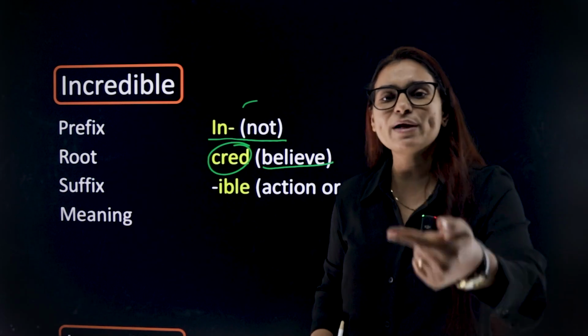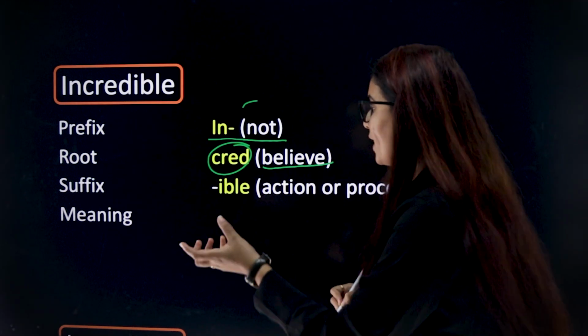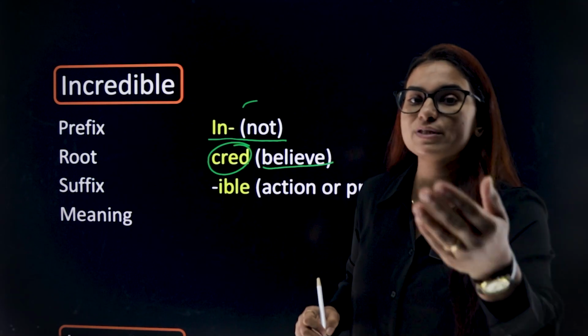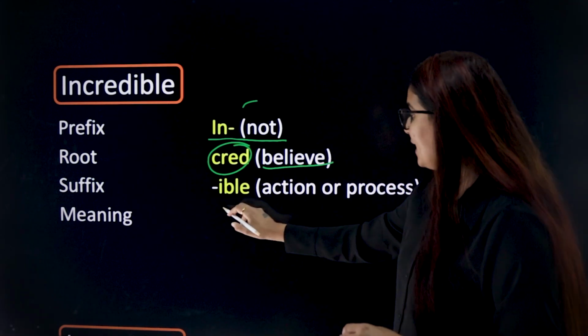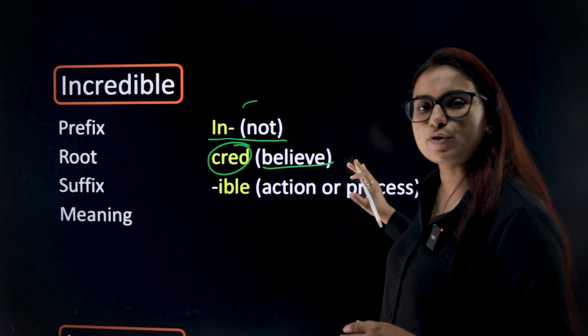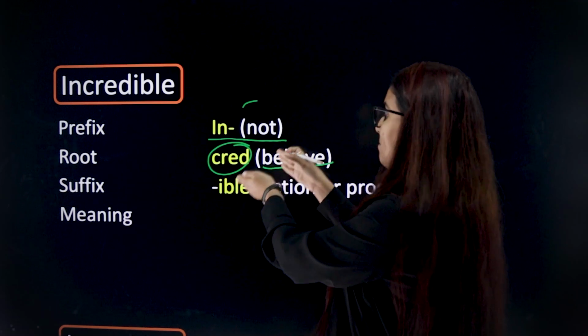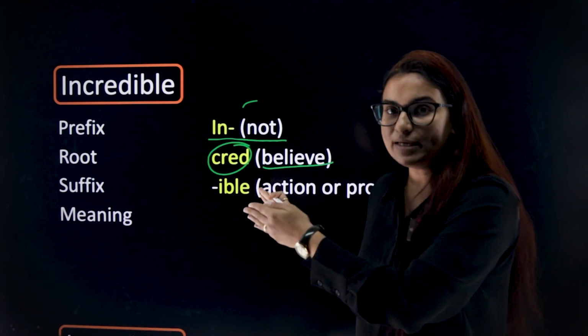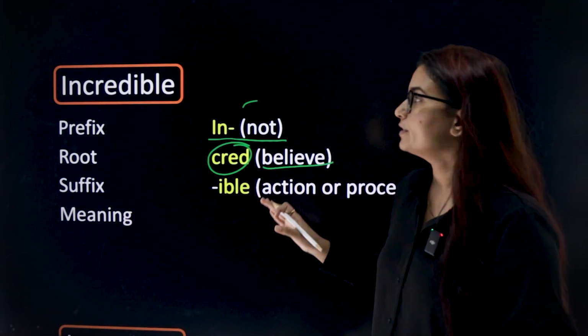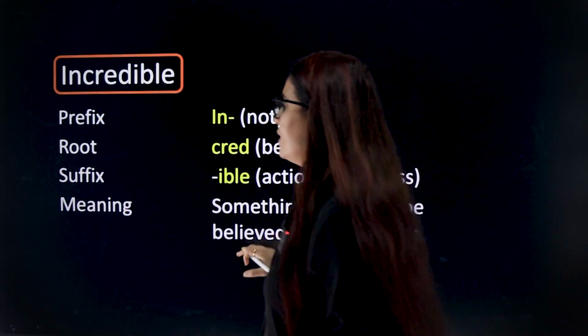Incredible, credibility, credit. You get credit. Why do you get credit? Because people can believe you, so they can lend you money. Able means action or process. So an action which involves believing in something, but I'm talking about the negative side of it. So let's see the meaning of this word. I think you have already guessed it pretty well.